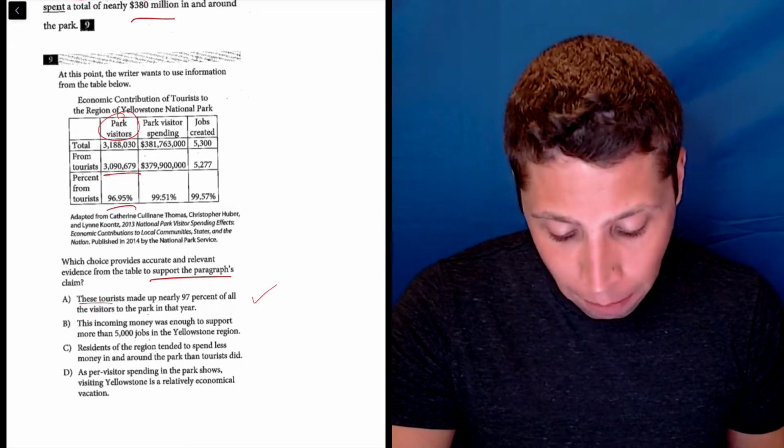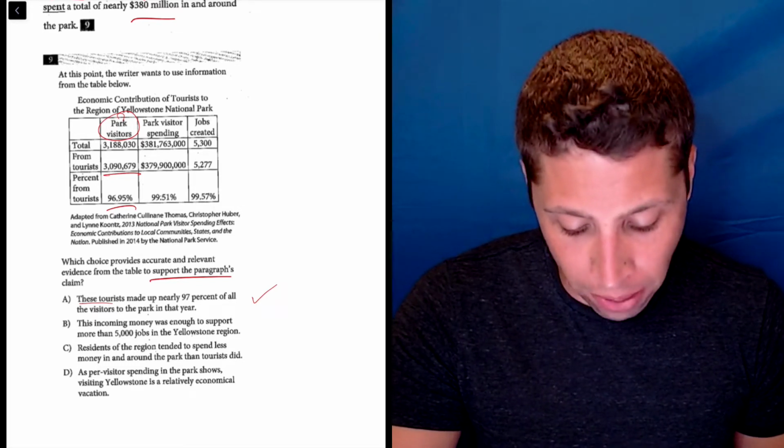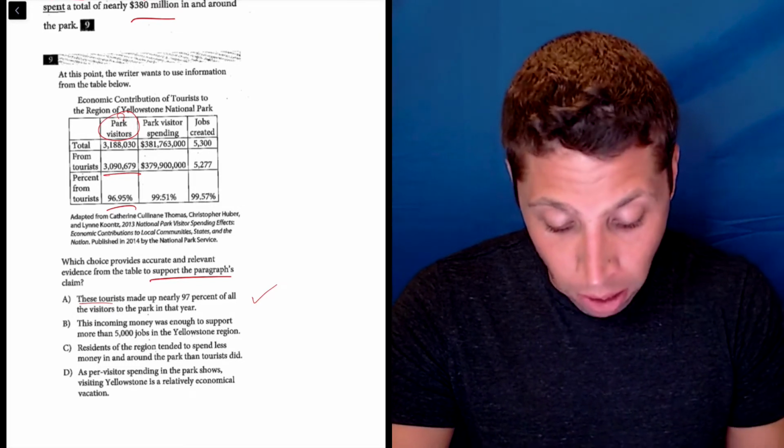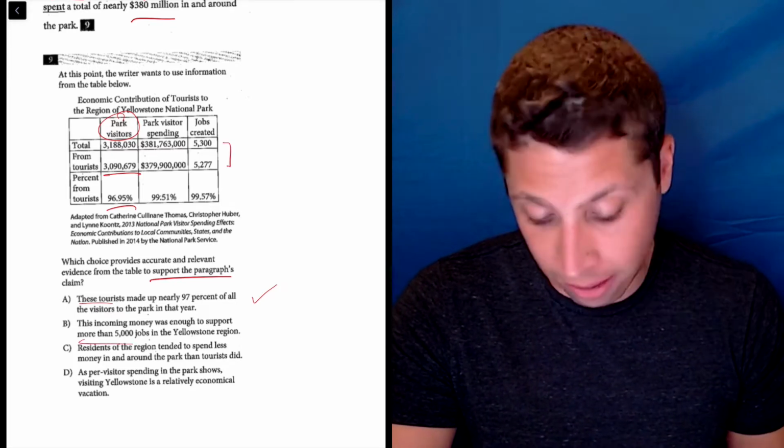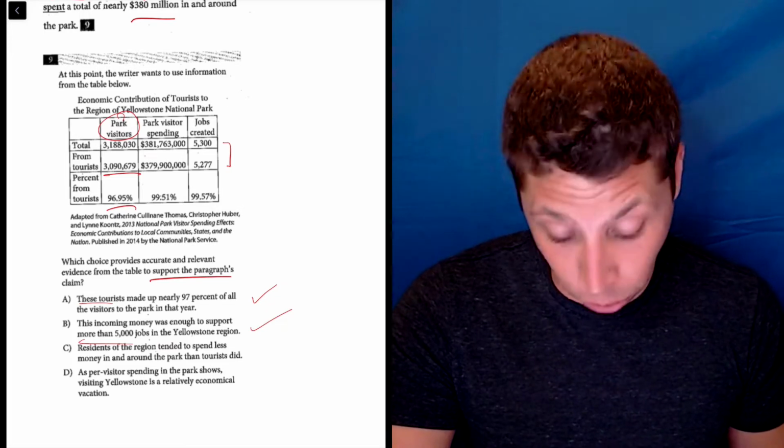Choice B, the incoming money was enough to support more than 5,000 jobs in the Yellowstone region. So the tourists, well, yeah, 5,000 jobs, more than 5,000. It seems like it's there. So okay, great, that's also true.